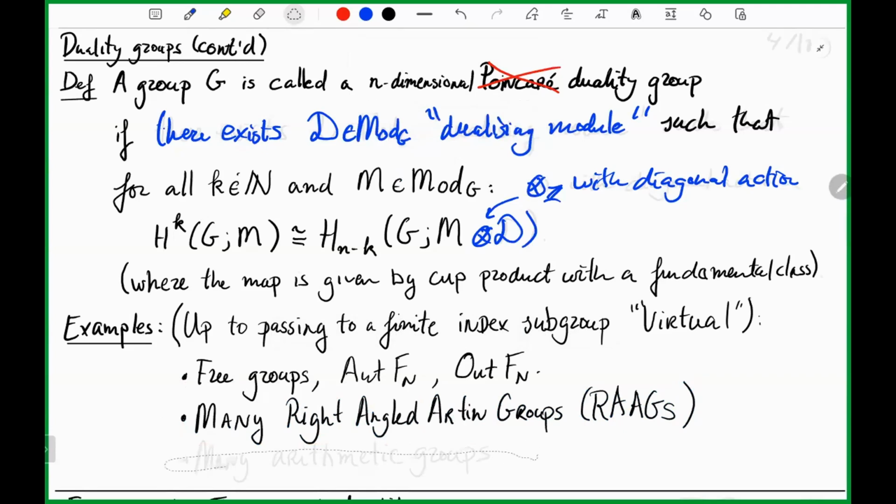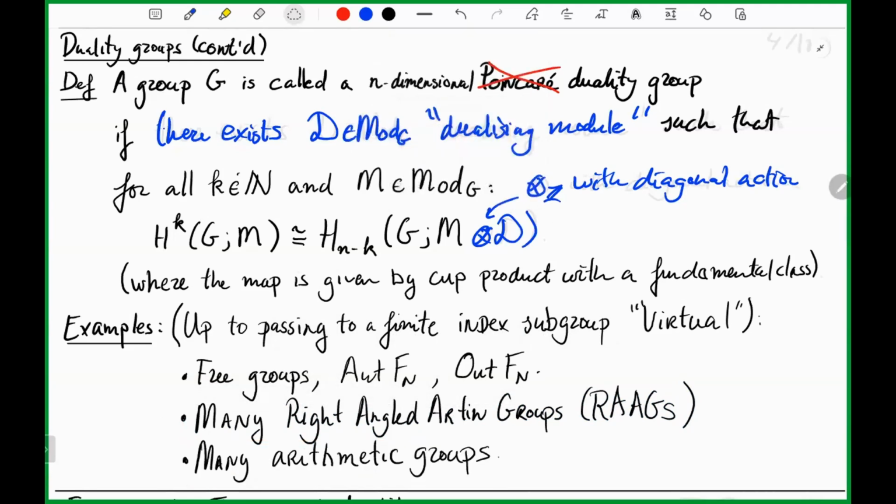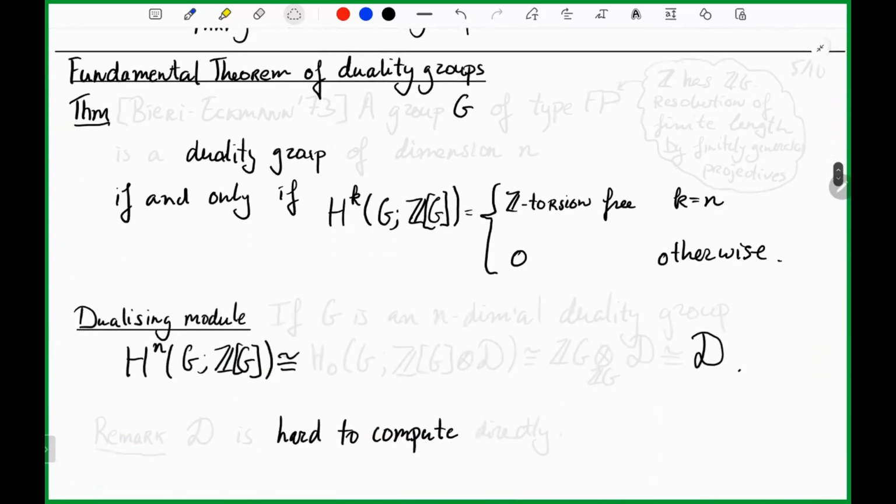Then something I know less about, but which is important to mention, is that many arithmetic groups are also duality groups. Good question, Rudy. I will say a few words about that later. I thought all arithmetic groups were duality groups. Okay, sure. I said that this is something I don't know much about, but thanks for the addition. Apparently all are. Good.